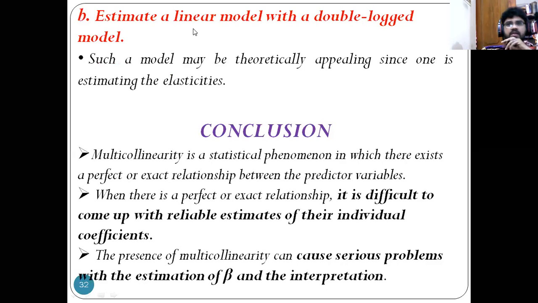Then estimate the linear model with a double log model. Sometimes people use a linear model, and sometimes we need to use a double log model. That means on both sides, dependent and independent, we convert the data into log forms. That is a double log regression model. Such a model may be applied theoretically, since it estimates elasticities. When you convert to log forms, we can estimate the parameters in the form of elasticities.